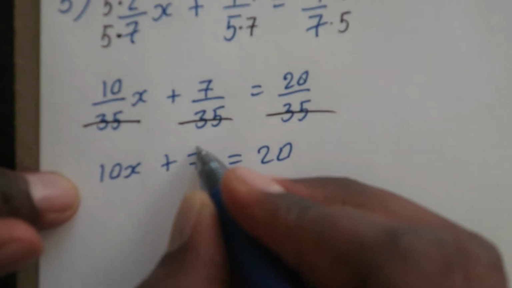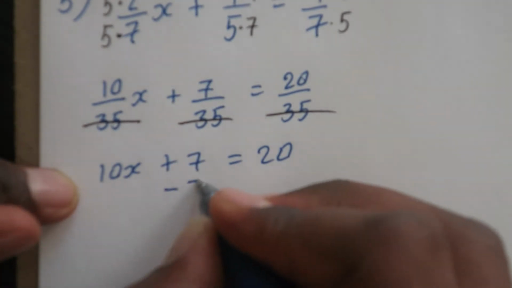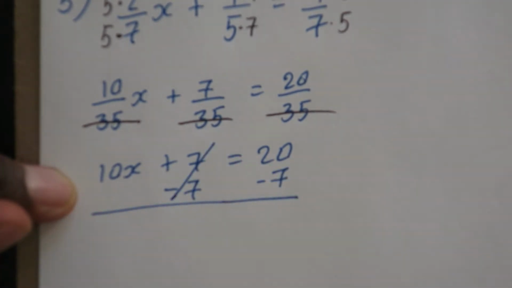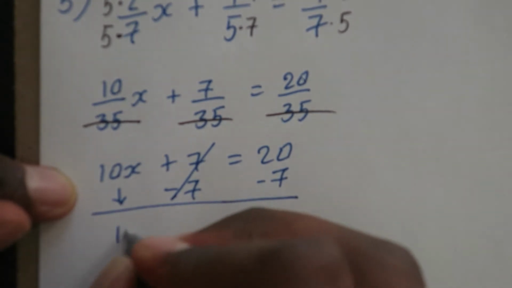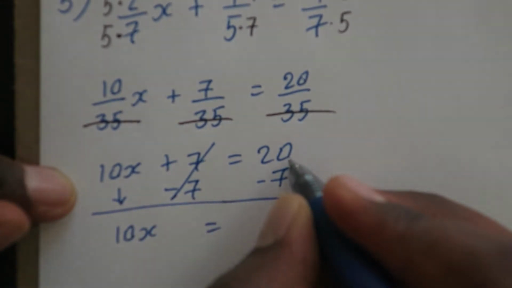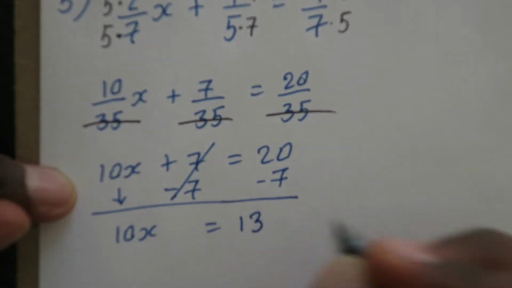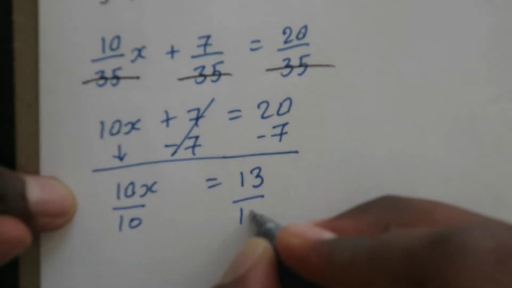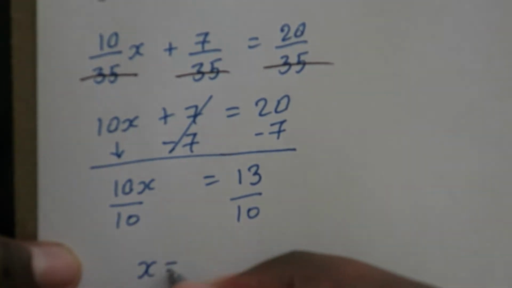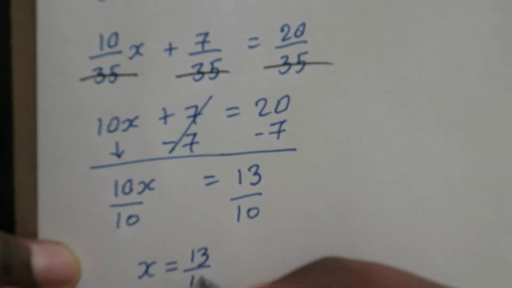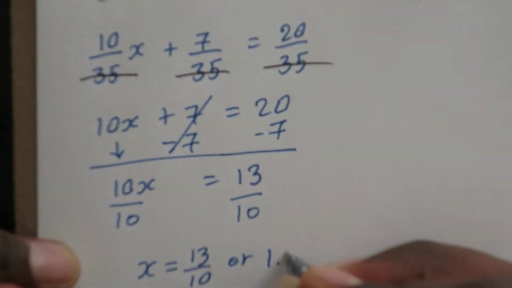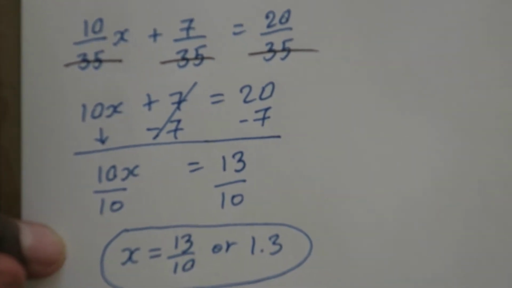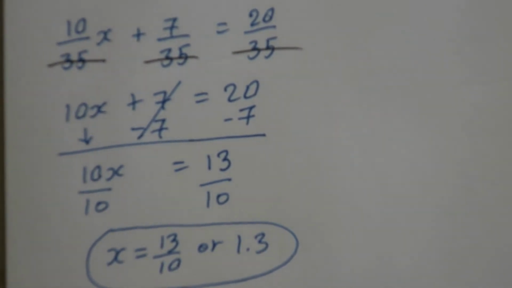Now in this case, inverse of addition is subtraction. So subtract 7, subtract 7, and add straight down. 10x, bring it down, equals 20 plus negative 7 is 13. Last step would be to divide by 10. Divide this by 10. That gives you x equals 13 over 10, or you can say 1.3. Either one of those numbers should be a solution.